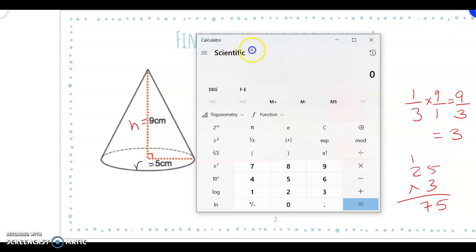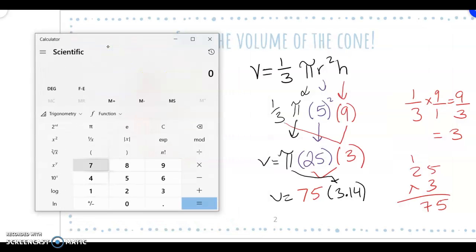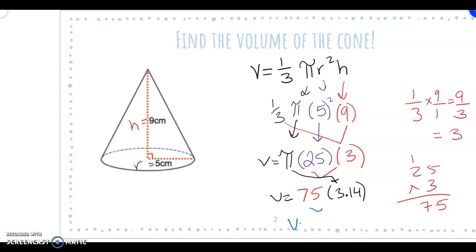And don't forget pi, which is 3.14. If I multiply 75 times 3.14, I'm going to get 235.5 centimeters cubed. It's just like our cylinder formula, except remember 3 cones can fit into 1 cylinder. That's why we have 1/3 there.